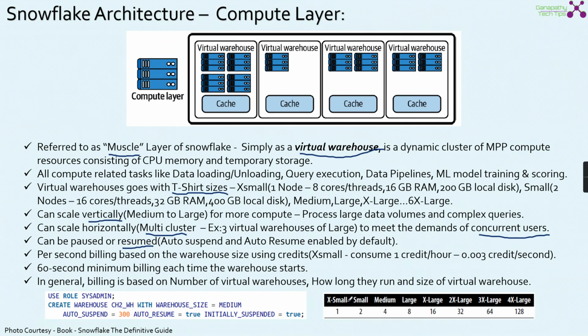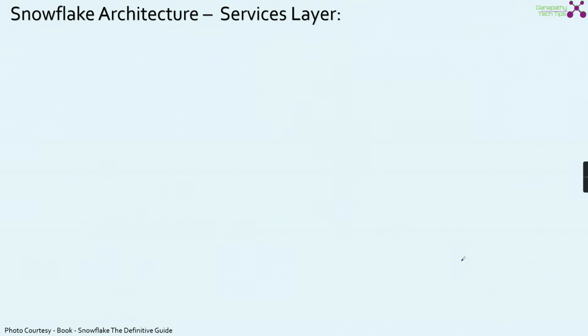So as we discussed, it comes with all the t-shirt sizes. Actually 6x large is also there. It starts from 1 and then you keep on multiplying by 2, and finally you will end up with 256 nodes for 6x large, which is a very massive virtual warehouse, right? Moving on to the next layer, which is the top layer of Snowflake.